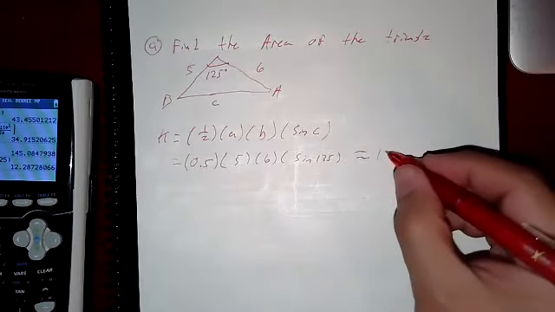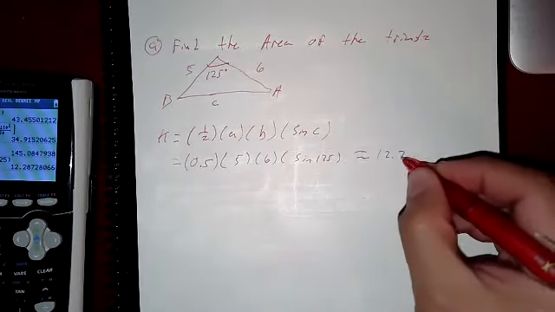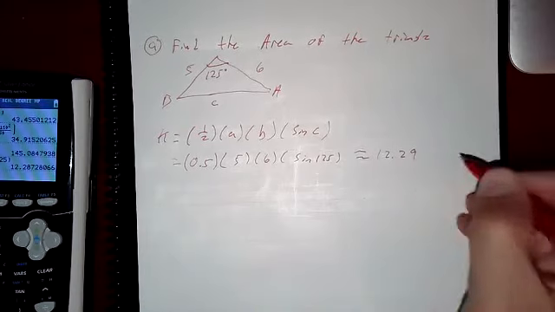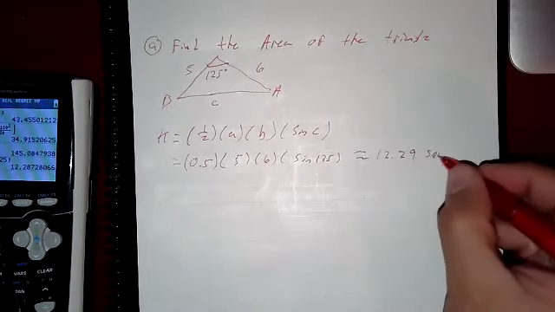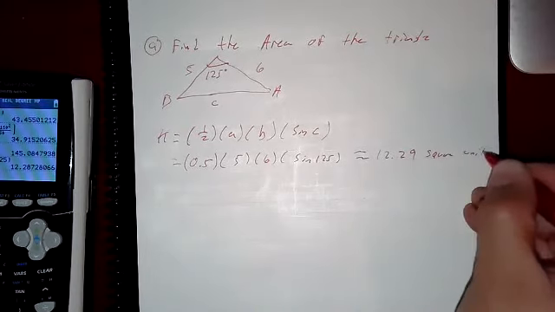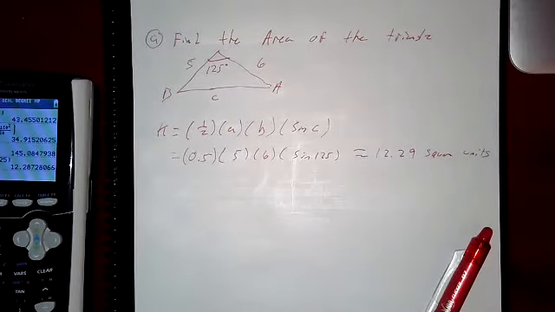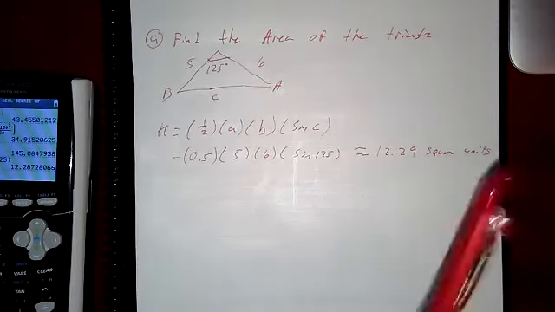So I got 12.29 square units. Let's hope that's what they got. Yes, 12.29. Any questions on number 9?